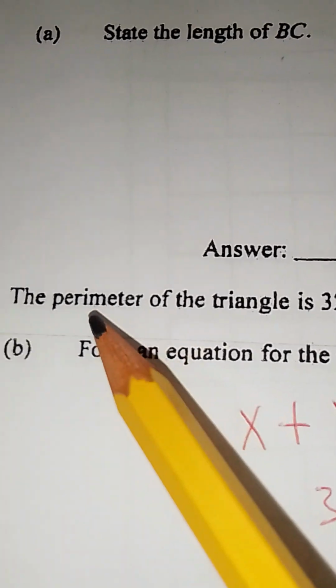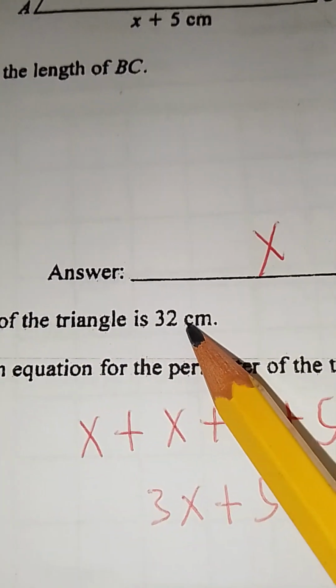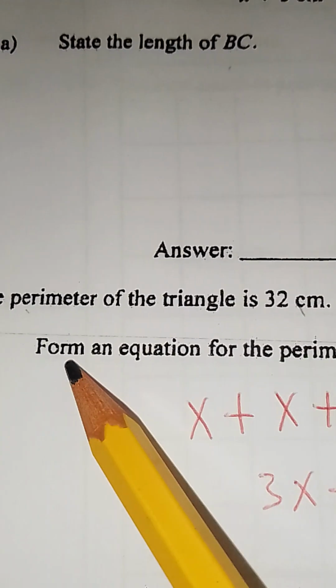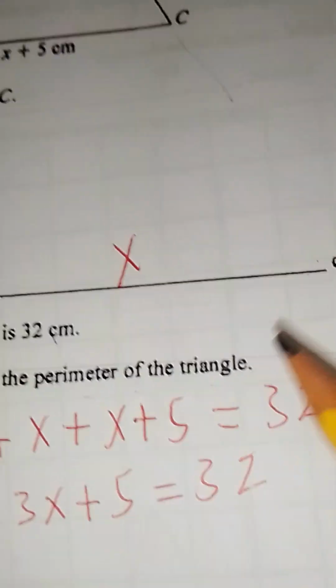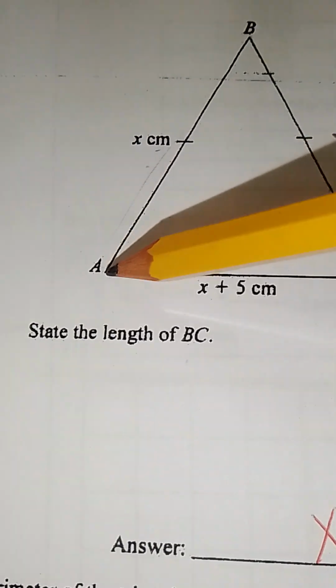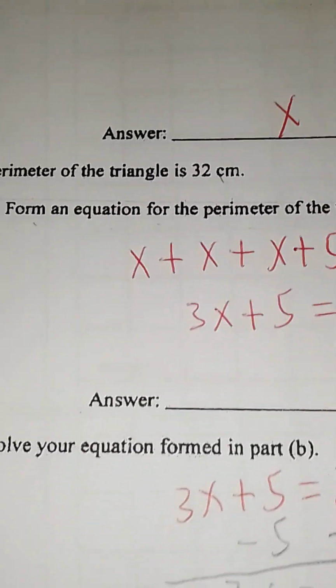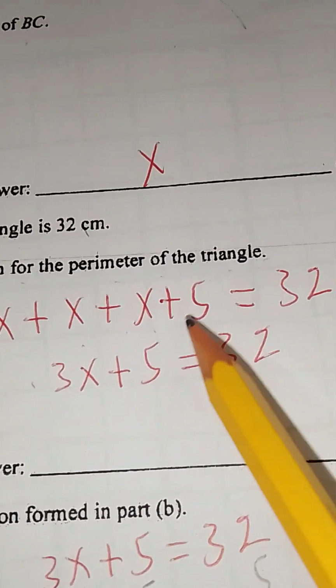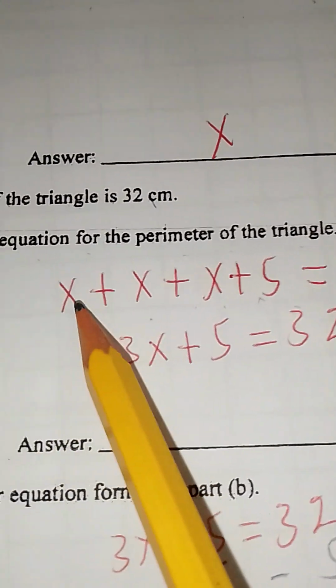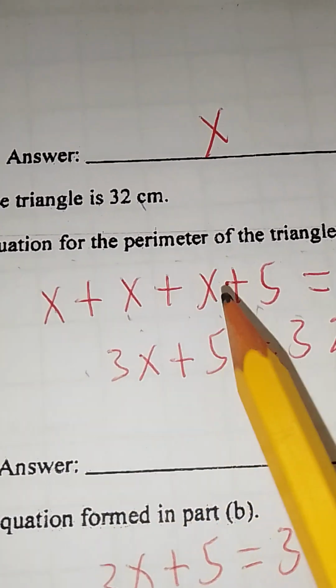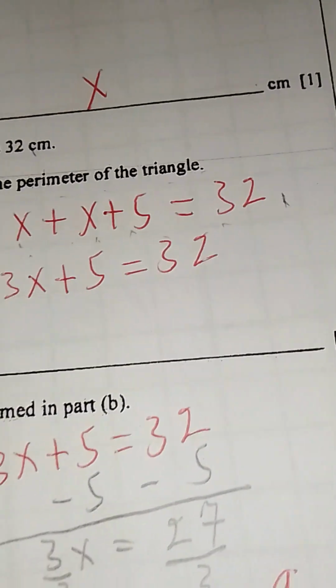The perimeter of the triangle is 32 centimeters. Form an equation for the perimeter of the triangle. So I get what's here? x plus x plus x plus 5 is equal to 32. x plus x is 2x plus x is 3x. 3x plus 5 is equal to 32.